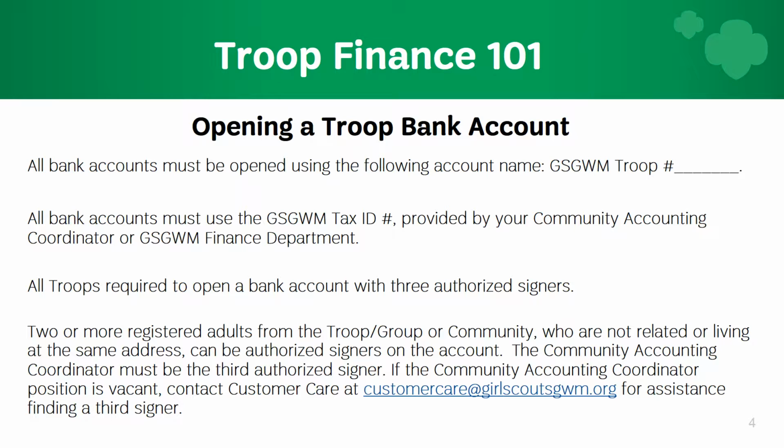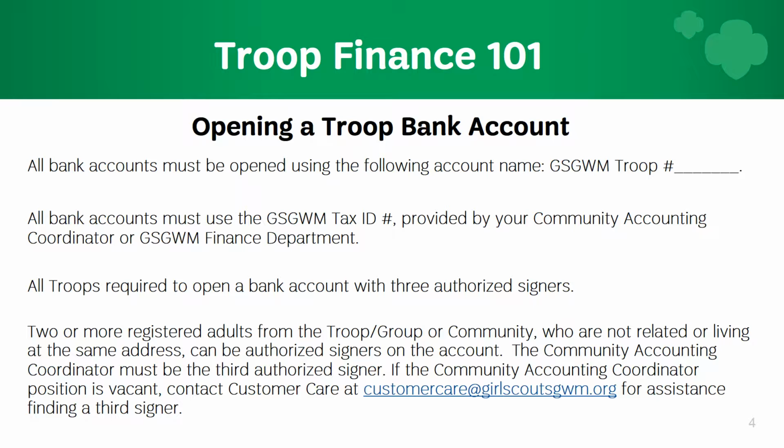Troops are required to use the GSGWM tax ID number provided to you by your community accounting coordinator or the county council finance department. All accounts need to have 3 authorized signers. The signers cannot be related or living at the same address. All of the signers must register, have completed an application and background check, and watch GS 101. The 3 signers are usually the 2 leaders and the community accounting coordinator.